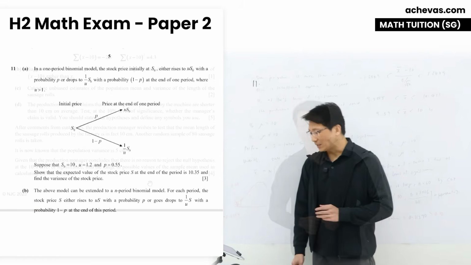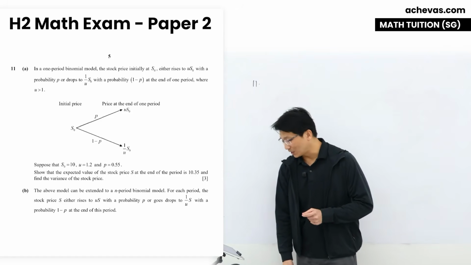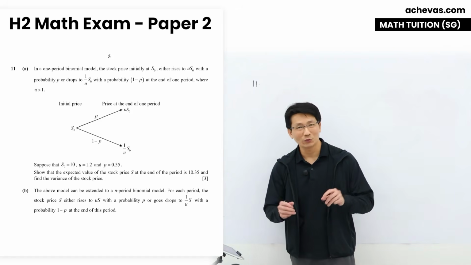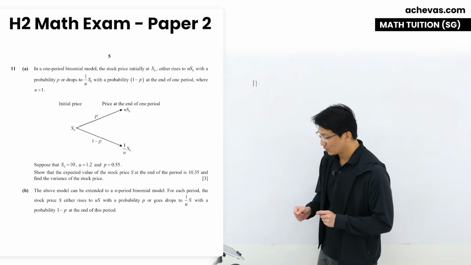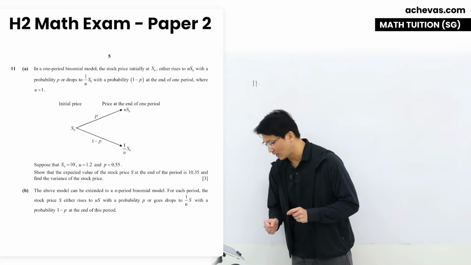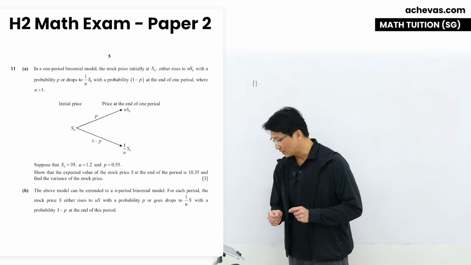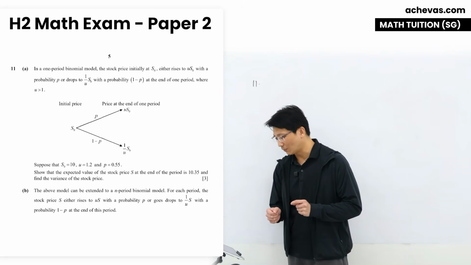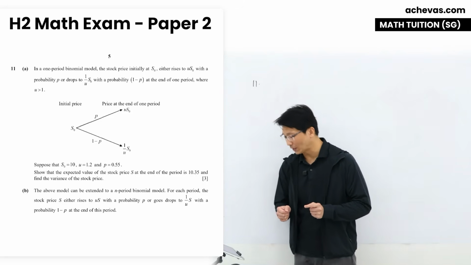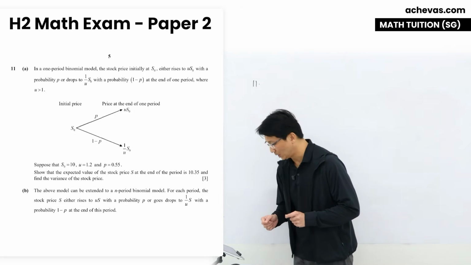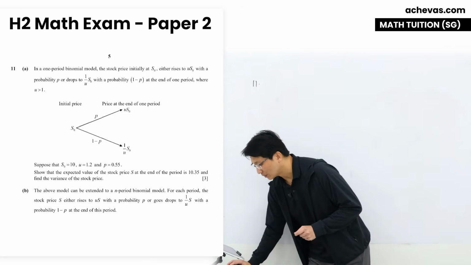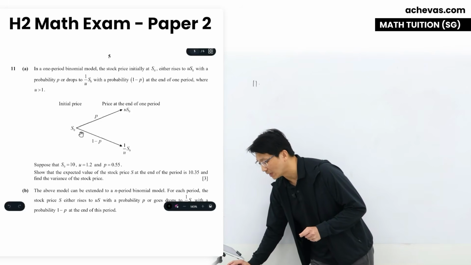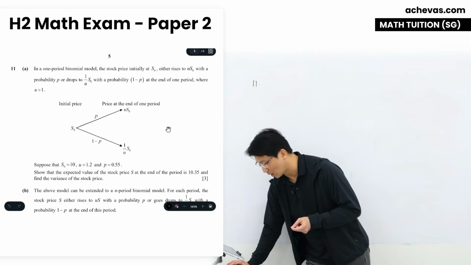Let's take a look at question number 11, which is a kind of discrete random variable question meshed together with the binomial distribution. We have a one period binomial model and the stock price is initially at S0. It either rises to U S0 with a probability of P or drops to 1 over U S0 with a probability of 1 minus P. It's given that U is greater than 1. So I know that this definitely is more than the original one, and this will be less than the original one because U is greater than 1.